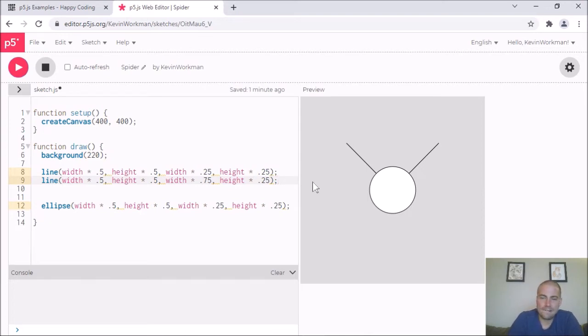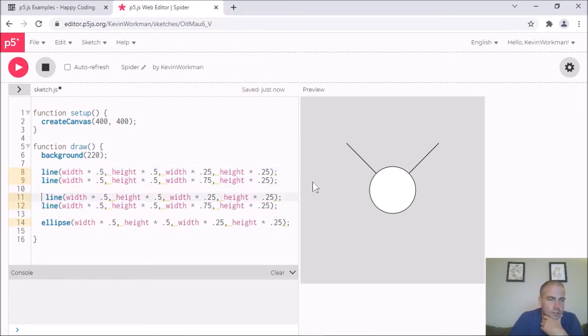Okay, yeah, good enough. So next, what do I want to do? I want to do the same thing, so maybe I'll copy this. My first two lines start in the center and go to the upper left and the upper right, so I only care about these numbers. Instead of 0.25, I'll stick with 0.25 as the x coordinate, but instead of 0.25 as the y coordinate, maybe I'll make it 0.4, maybe.